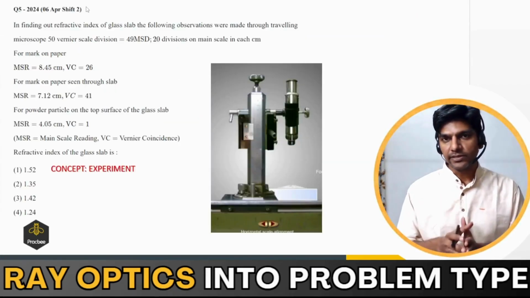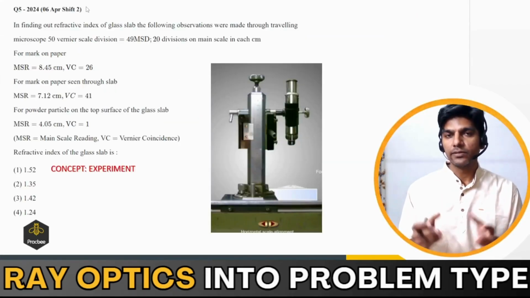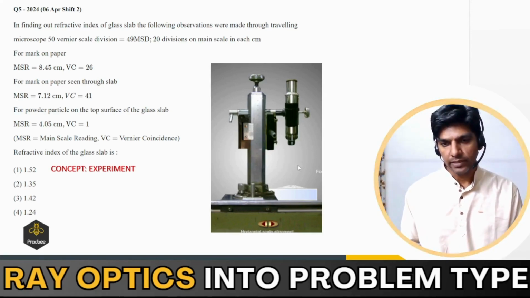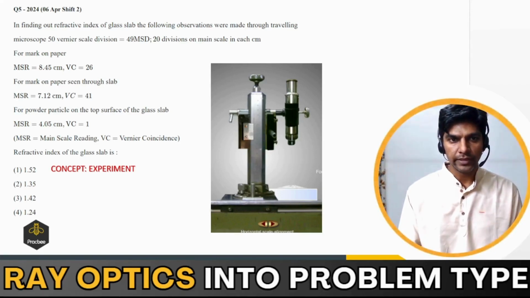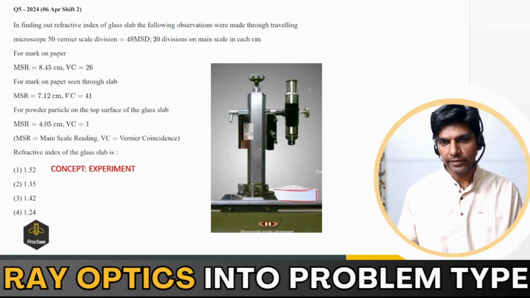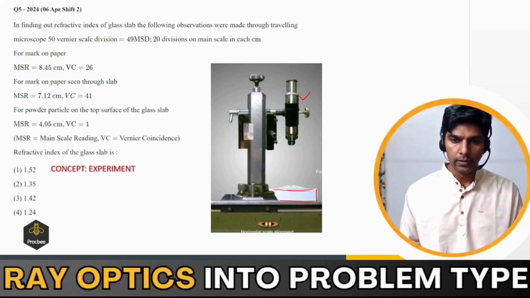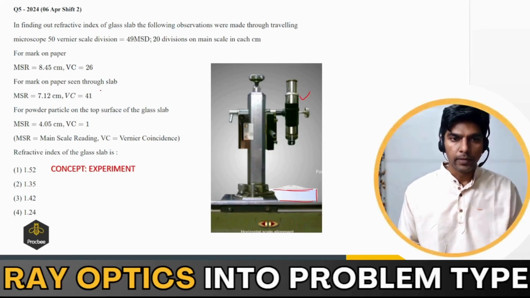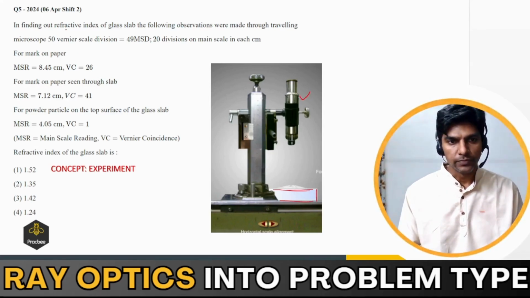Now if you look at the next experiment, here we have to find the refractive index of a glass slab. If I show this in a diagram, here we have a glass slab and we want to find the refractive index of this glass slab with the help of a traveling microscope. So let us first read the question. In finding out the refractive index of a glass slab, the following observations were made through the traveling microscope.